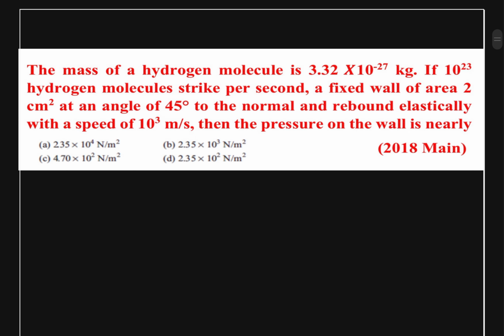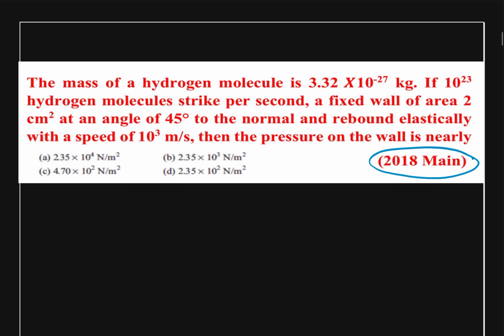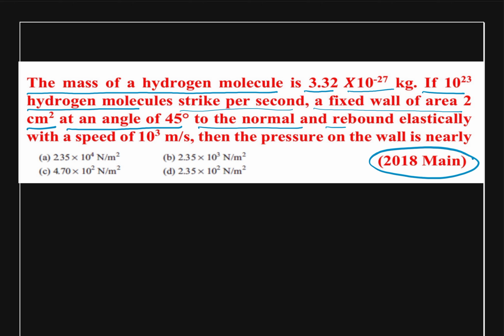It was asked in the 2018 mains, and it states that the mass of a hydrogen molecule is 3.23 into 10 to the power minus 27 kg. If 10 to the power 23 hydrogen molecules strike per second a fixed wall of area 2 cm square at an angle of 45 degree to the normal and rebound elastically with a speed of 10 to the power 3 meter per second, then the pressure on the wall is nearly.